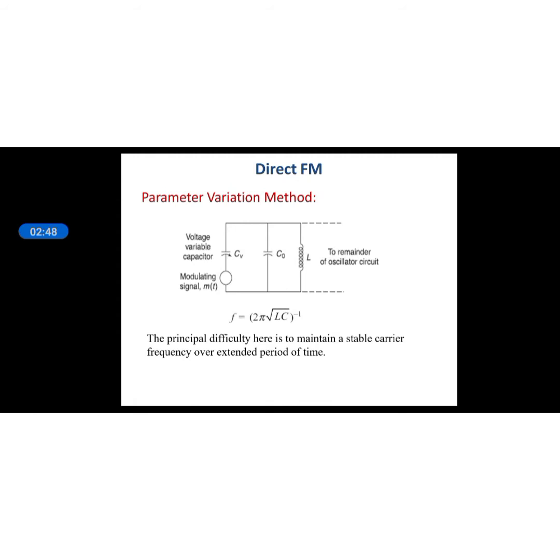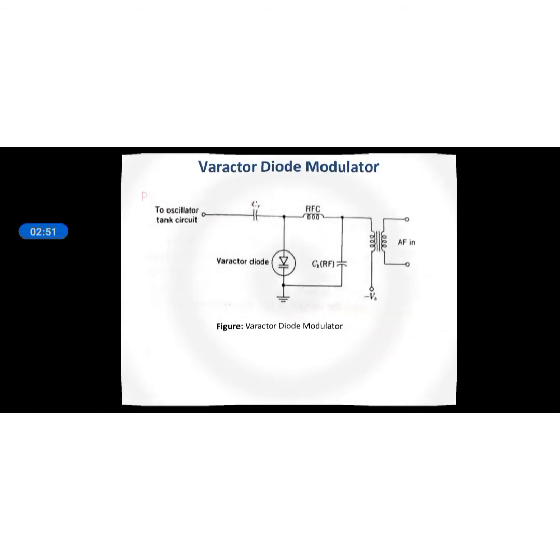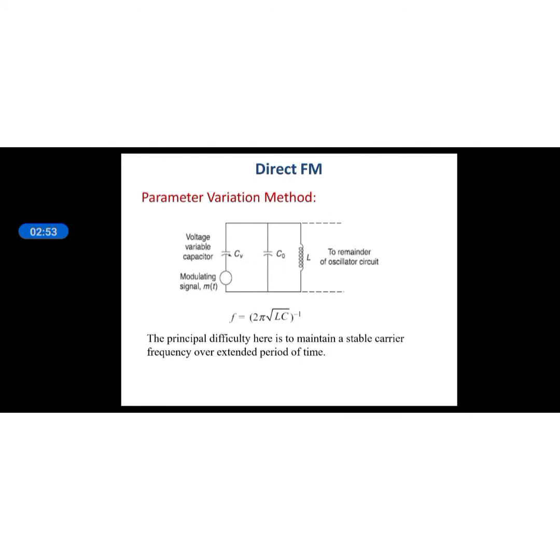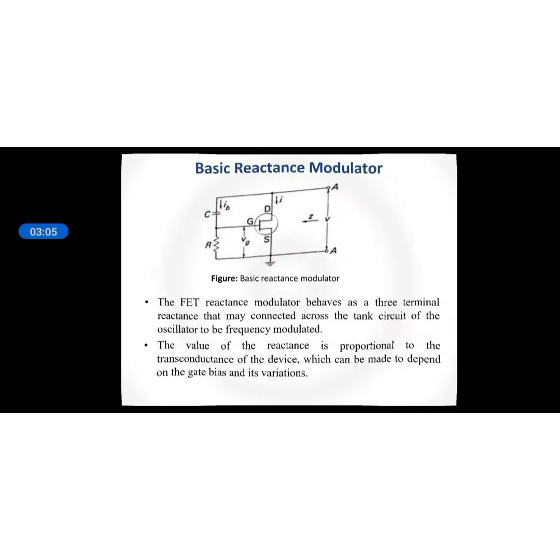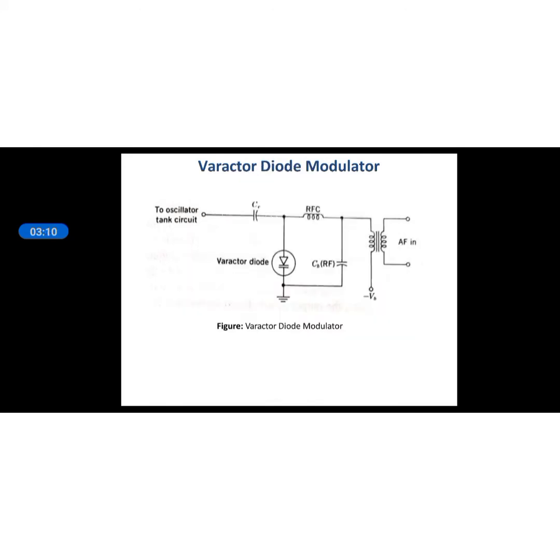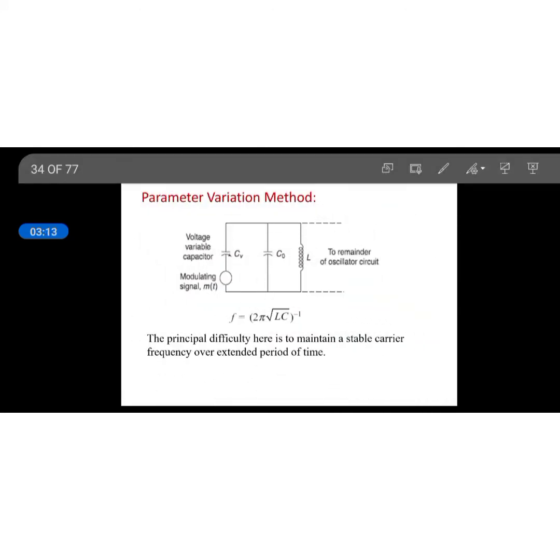The first method we are going to discuss here is the parameter variation method. Here, consider the block diagram. Here we are applying a modulating signal, a sinusoidal signal m(t). Here there is a voltage variable capacitor.